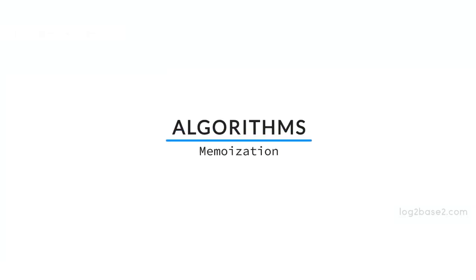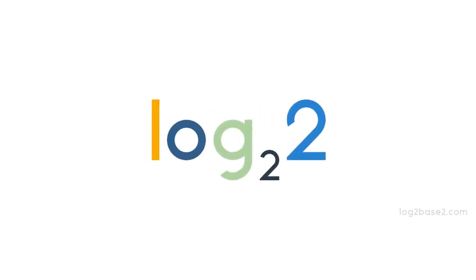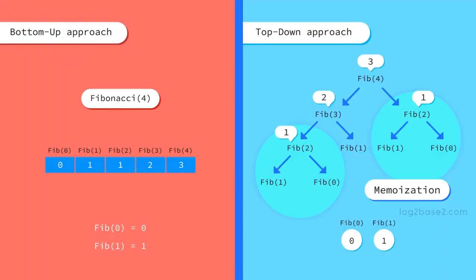Hello friends, in this video, let us understand how to avoid the recomputation issue. In the previous video, we discussed dynamic programming approaches and the recomputation issues in the top-down approach. We can avoid the recomputation issue using memoization.